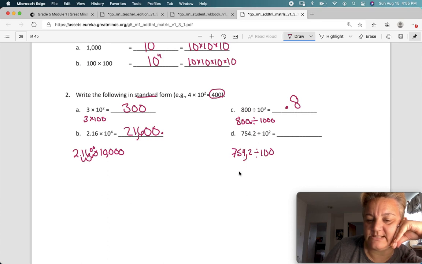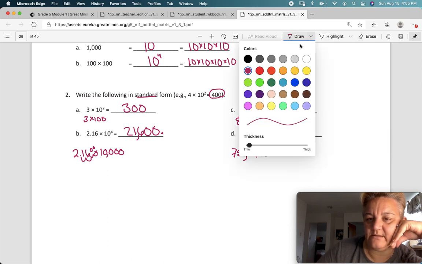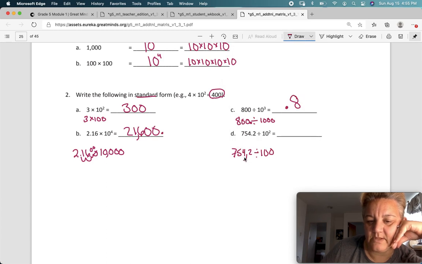Oop, my pen just decided to stop. Ugh, it's annoying. Let's see if I switch colors. Will that help? Oop, no, it sure didn't, did it?